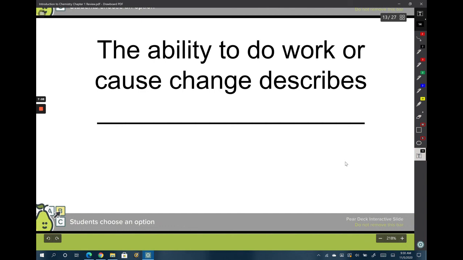This again is just a definition. The ability to do work or cause change describes energy.